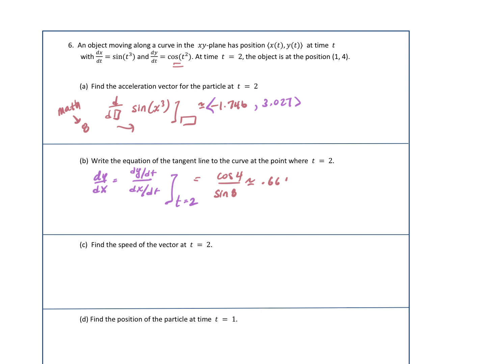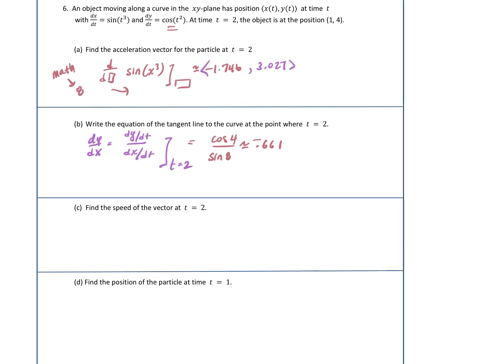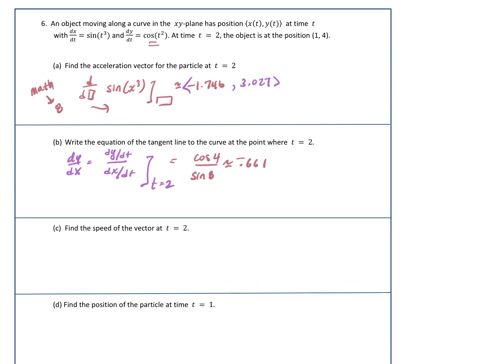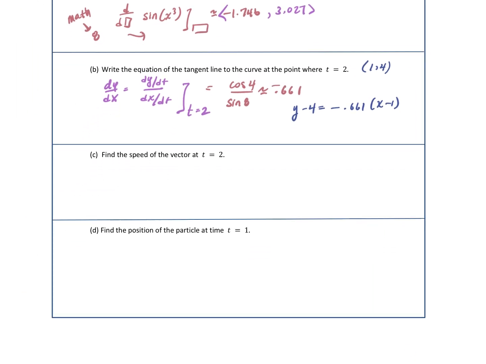0.661. I think in class we came up with negative 0.660, but I think either is fine, okay? And the point here is 1, 4. So we're using the coordinate (1, 4). So this could be y minus 4 equals negative 0.661 times (x minus 1). That's the equation of the tangent line.